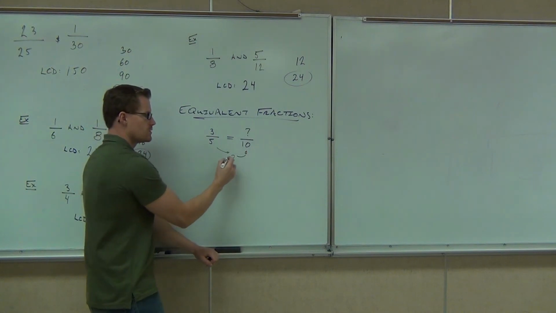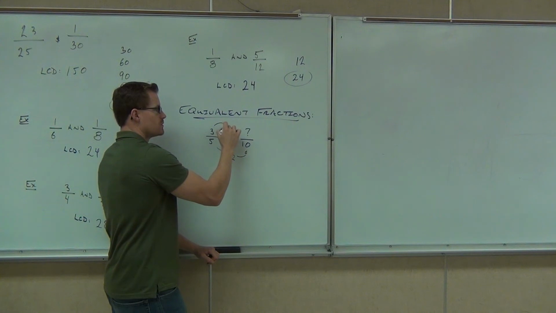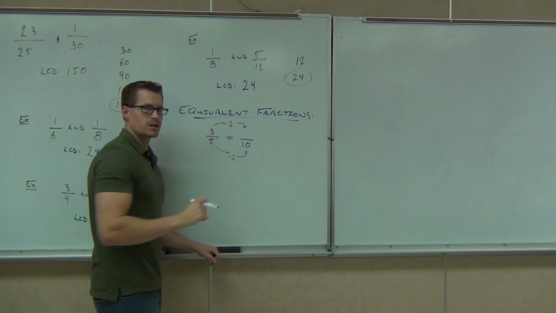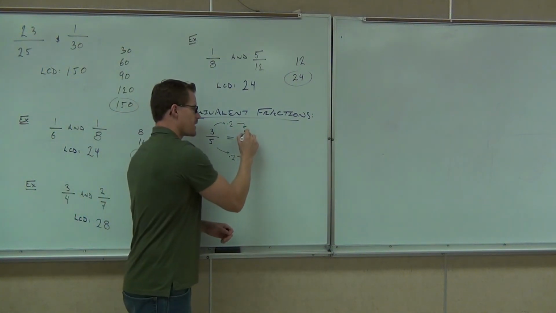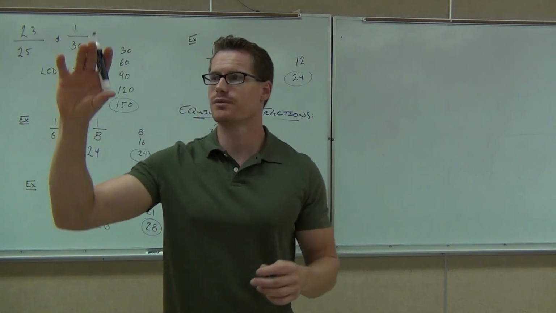Okay, multiply by 2. What that means is this. If I multiply the numerator by 2 as well, I'm going to get an equivalent expression. What is 3 times 2? 6. And that gives us that fraction we were just looking at. That's how you change one fraction into an equivalent fraction.